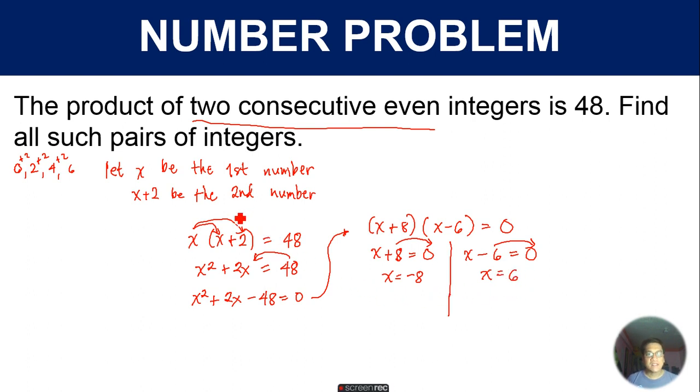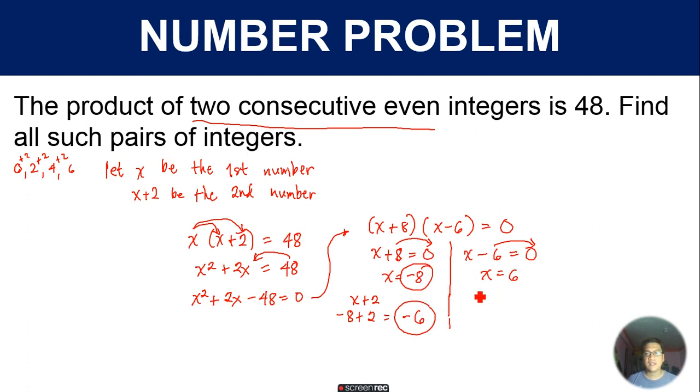Okay, now, because the second number is x plus 2, so substitute negative 8. Negative 8 plus 2 will be equal to negative 6. Okay, so these are the two consecutive integers. Negative 6, the next will be negative 8. So, they are still even.